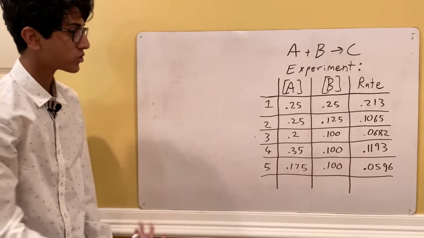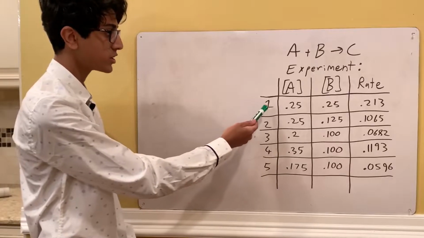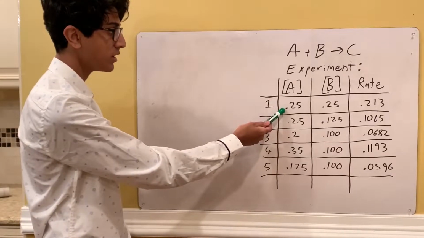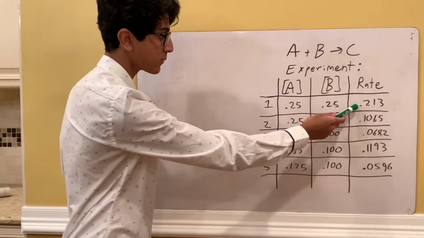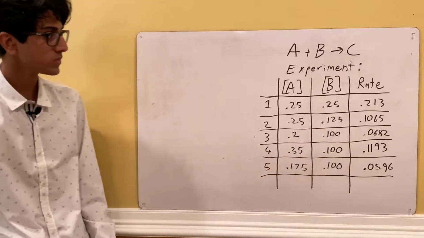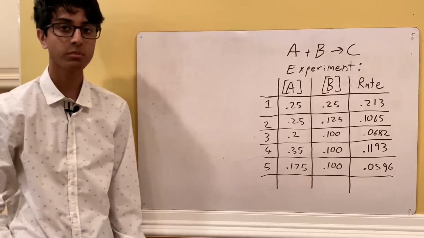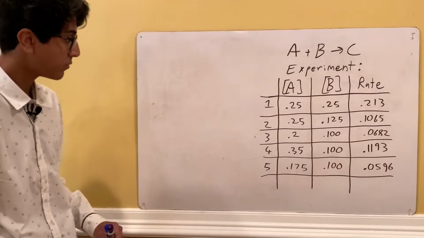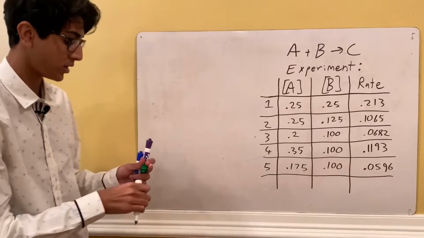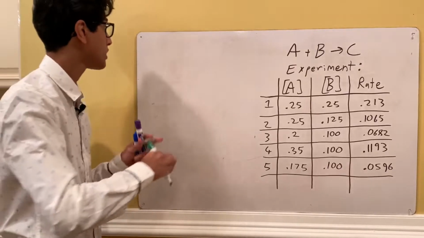So for example, in trial 1, the concentration of A is 0.25, and the concentration of B is 0.25, and then the resulting rate is 0.213. So the question is, how do we set up the rate law equation for this reaction? Let's start off by writing down the equation for the rate law.